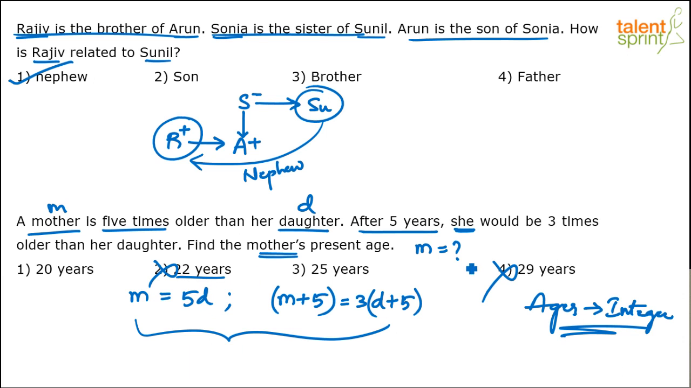And 22 and 29 here are not multiples of 5. Getting it? Similarly, if you could eliminate one more option, if it is not a multiple of 5, then you are done. You don't have to put pen on paper. Now only two options are left. So I would prefer substituting the option and verifying rather than solving the two equations.